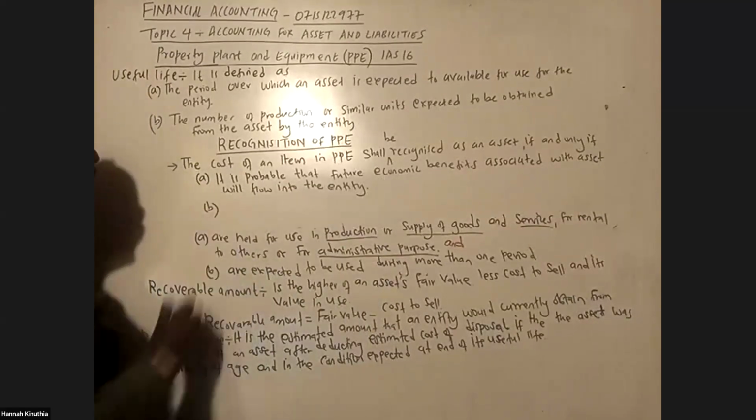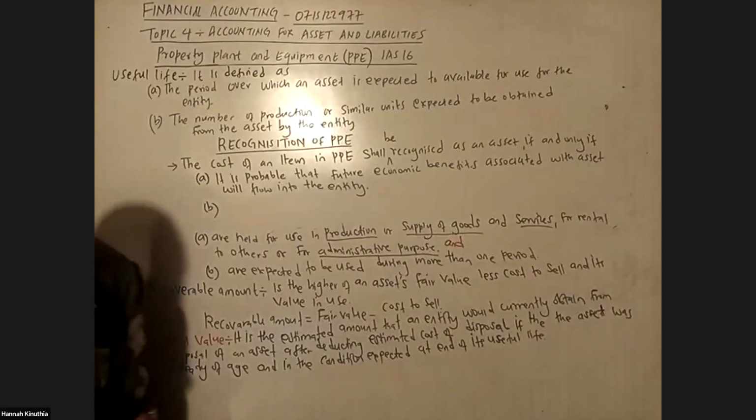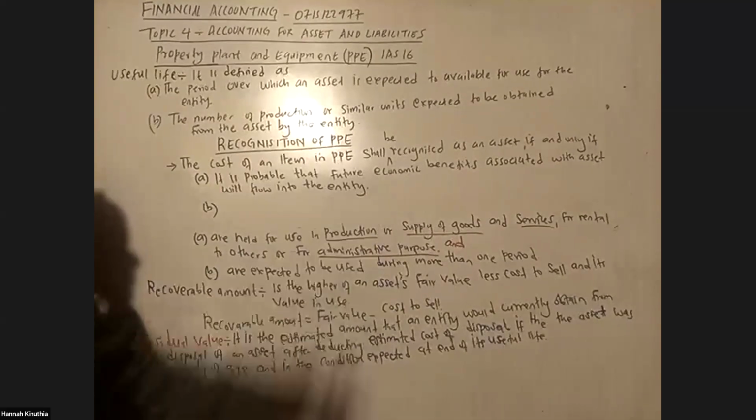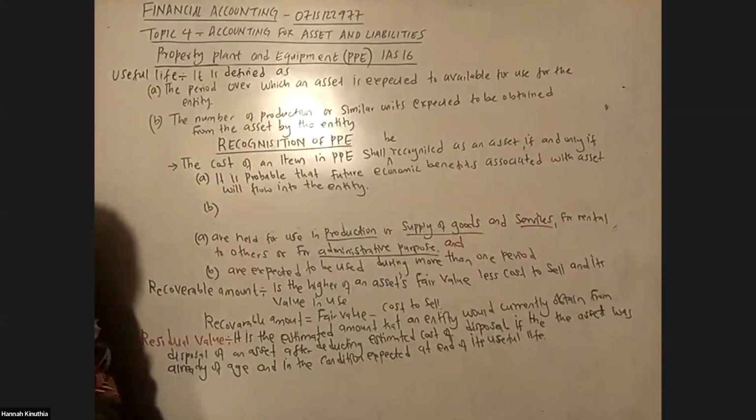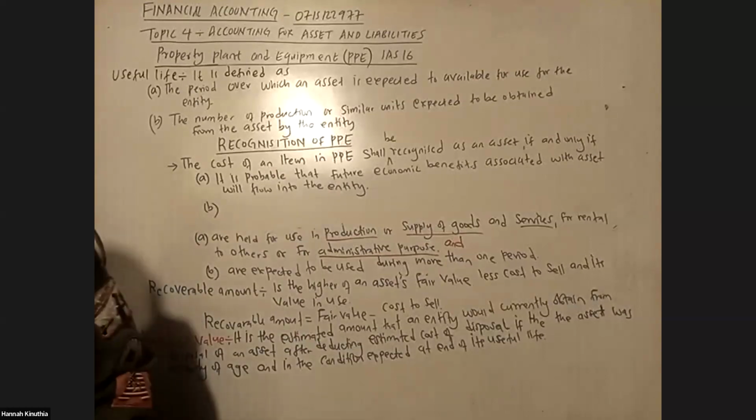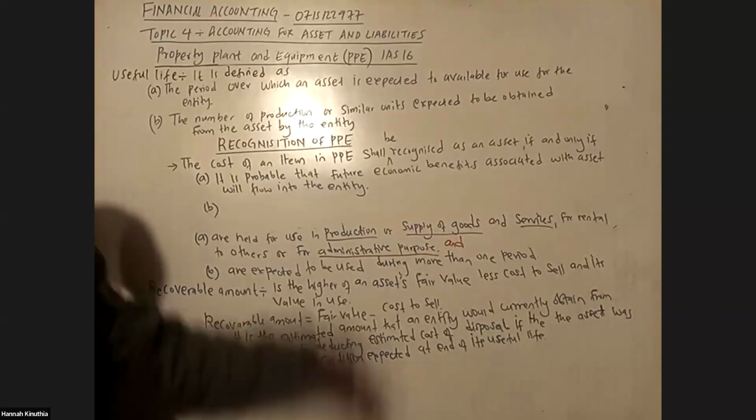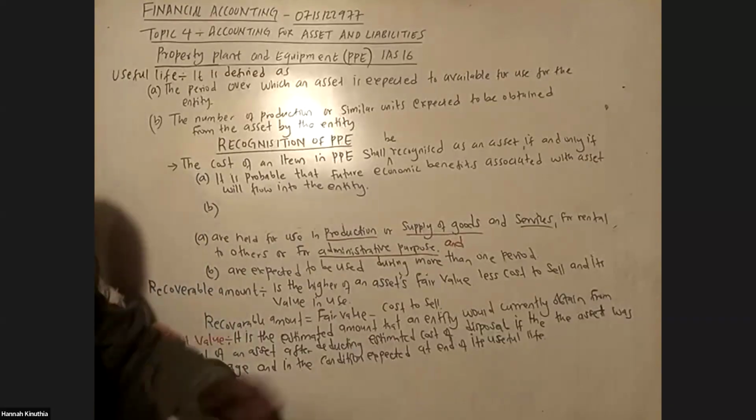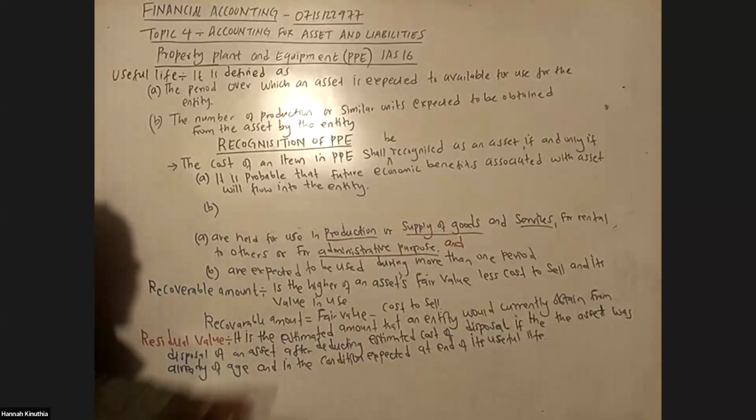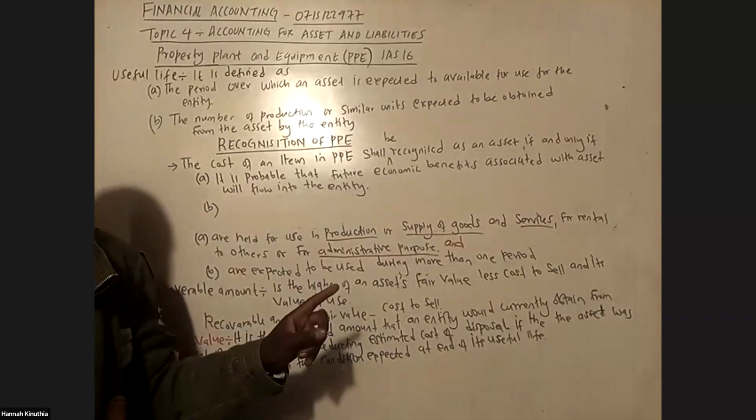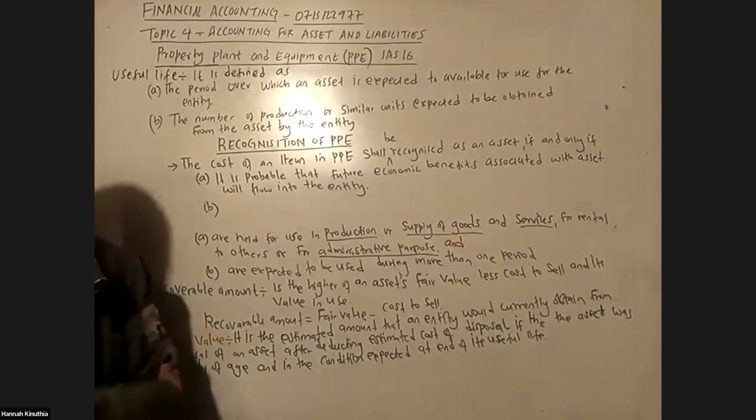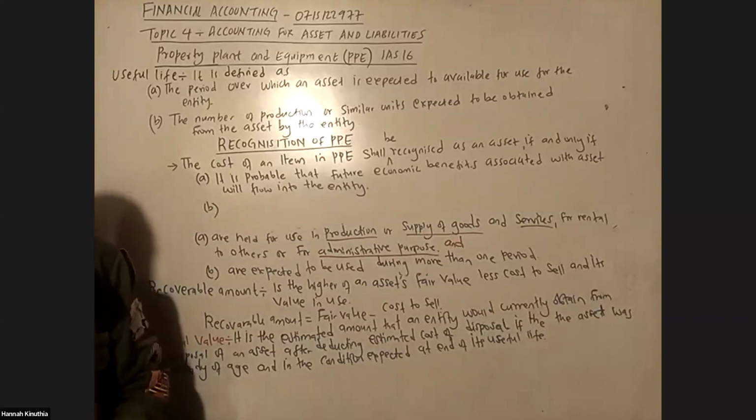Now, if there is no future economic benefit expected from this asset, then we shall not recognize that asset in our statements. So a PPE shall be recognized in the financial statement if, number one, it is probable that the future economic benefit associated with that asset will flow into the entity.